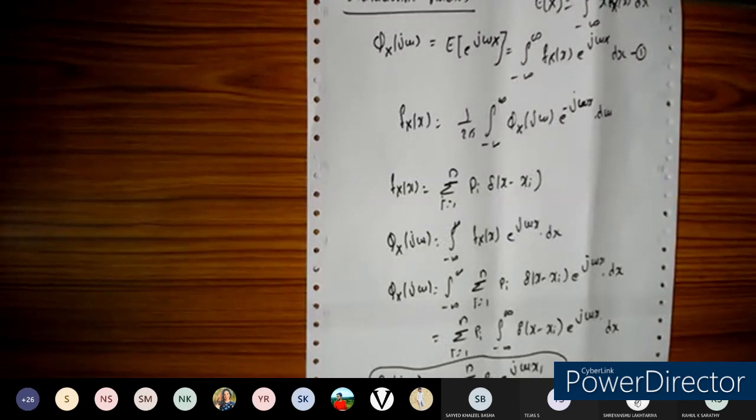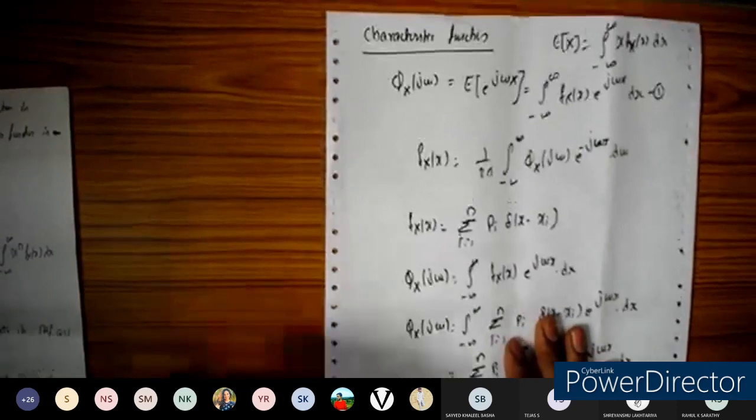This is some function we are defining. Nothing else we are doing here: just in place of x, we are substituting e to the power of j omega x. Similarly, we can define the nth moment of this characteristic function.